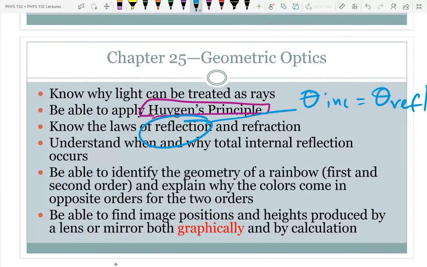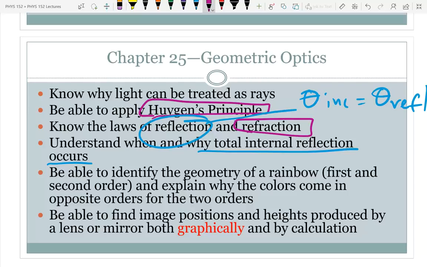Total internal reflection comes after we've studied refraction. So we have to go to refraction before we can get to total internal reflection. Refraction is light bending when it goes from one material into another. You'll be given Snell's law, but you also need to do basic interpretations.